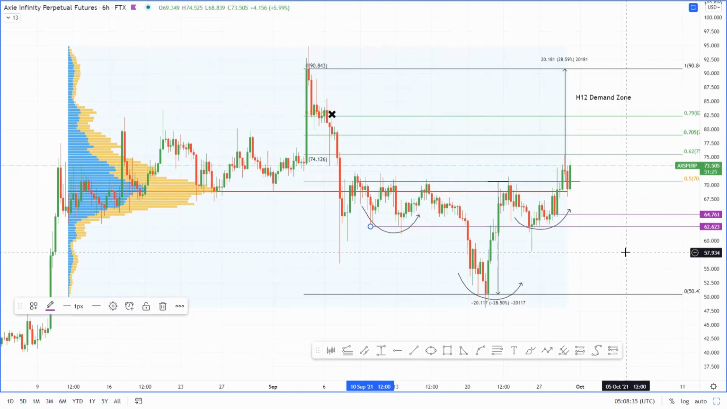Right, but that is kind of unlikely unless Bitcoin nukes. But other than that, it's bullish for Axie Infinity.